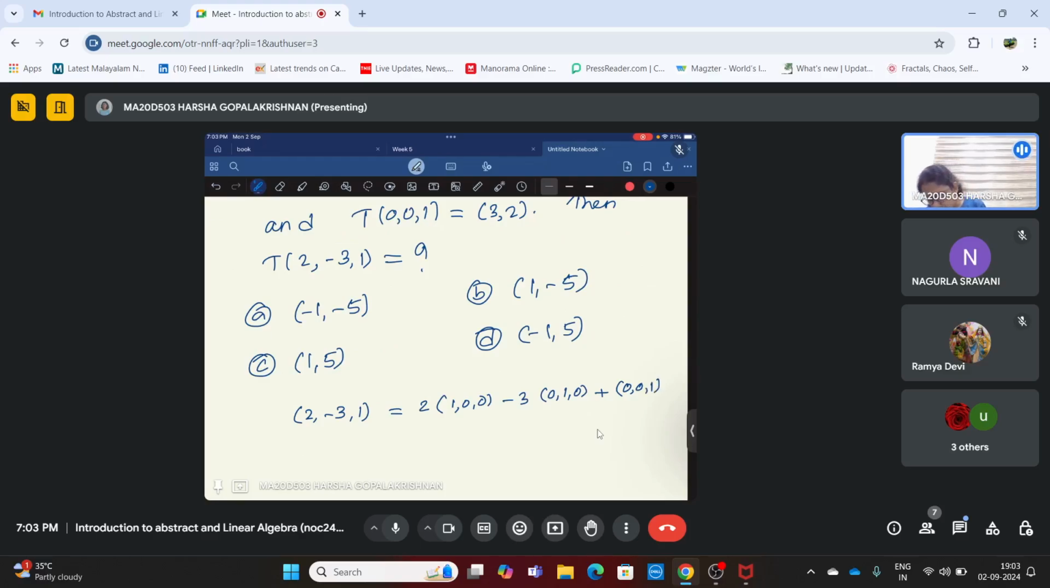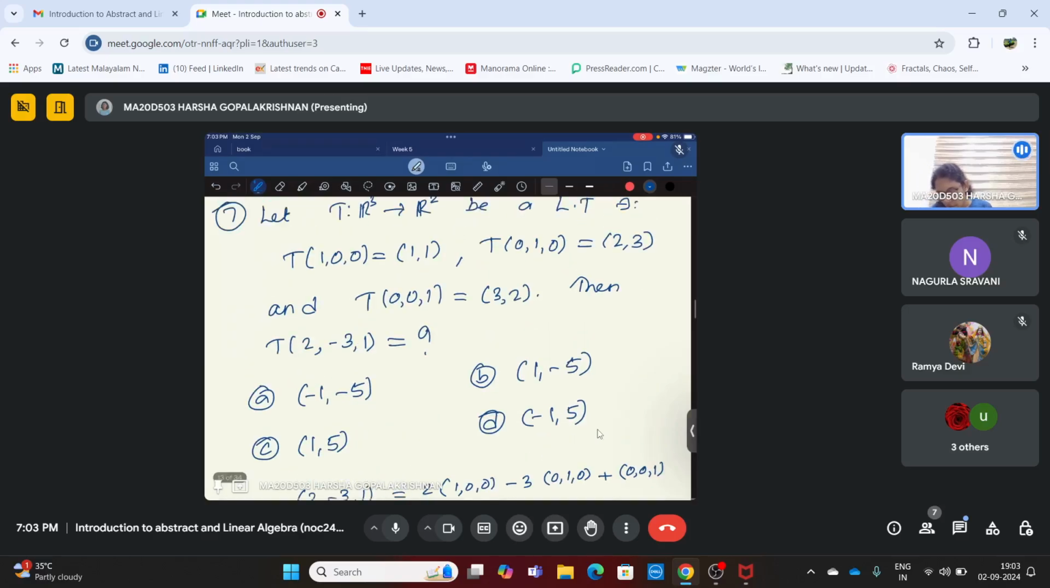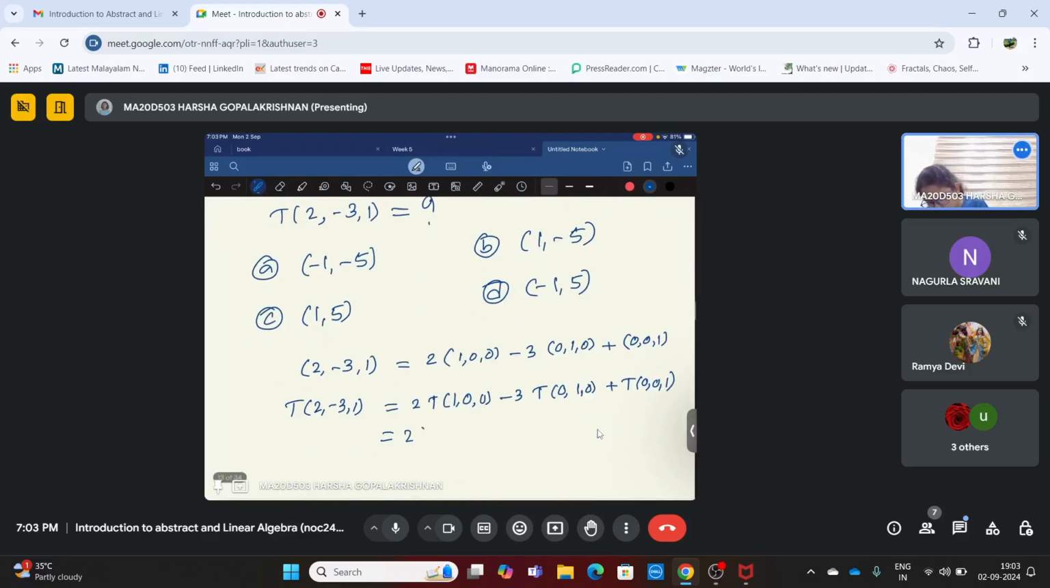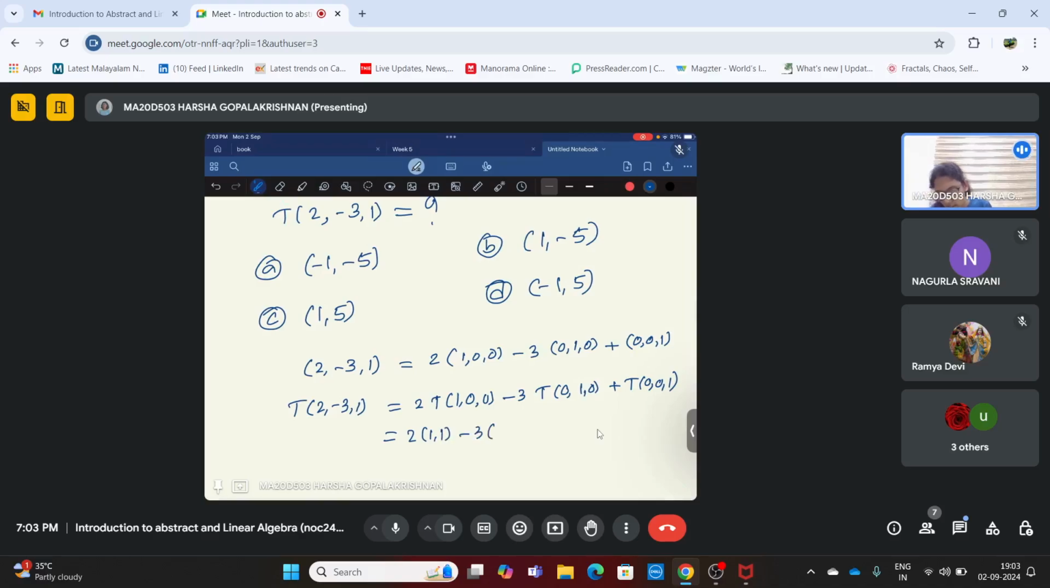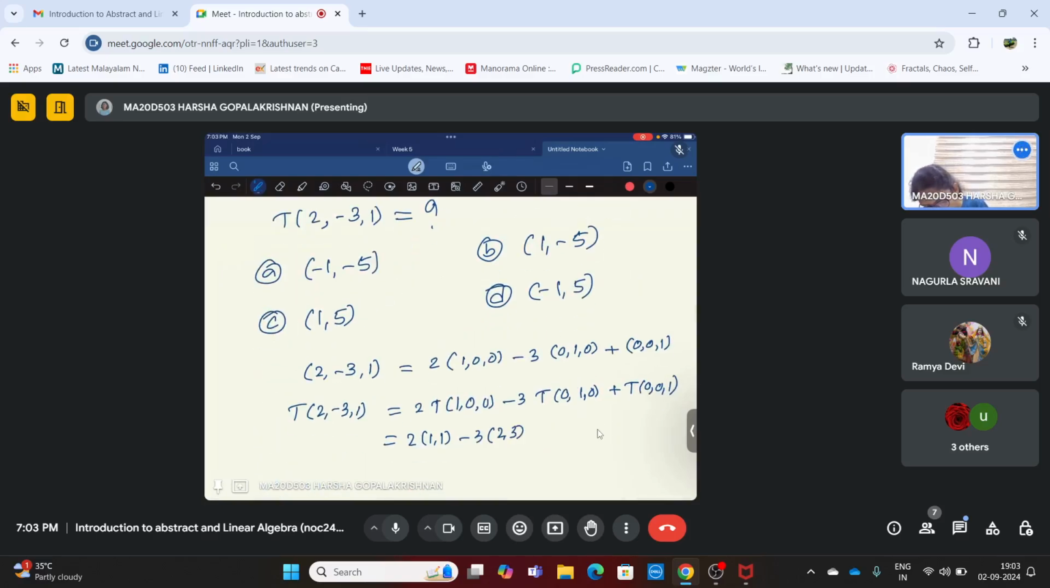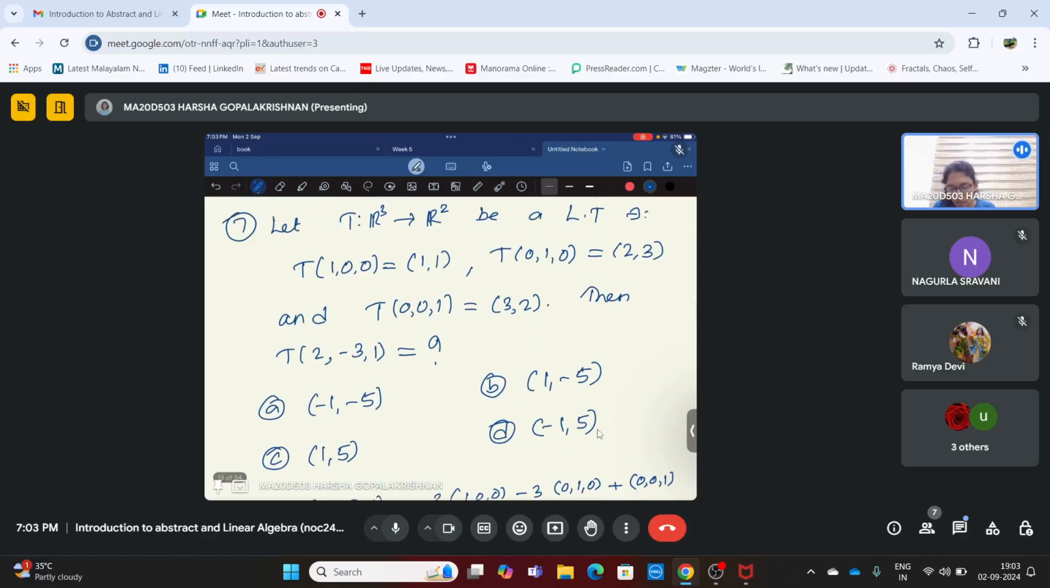Now if we apply T to (2, -3, 1), since T is a linear transformation, we can use its properties: 2 into T(1, 0, 0) minus 3 into T(0, 1, 0) plus T(0, 0, 1). T(1, 0, 0) is given as (1, 1), so 2 into (1, 1), minus 3 into T(0, 1, 0), which is given as (2, 3), plus T(0, 0, 1), which is (3, 2).